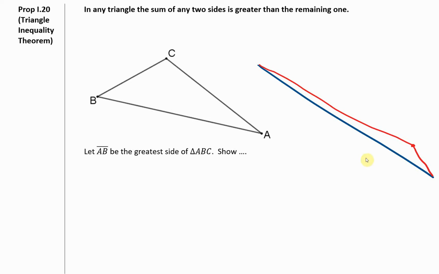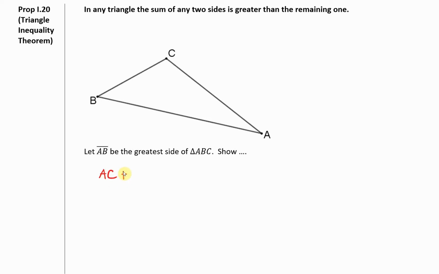Okay? And the claim here is that no matter what, in order to make a triangle, the two smaller sides combined have to be larger than the largest side. And that's what we're going to show here. So let AB be the greatest side of triangle ABC. We want to show that AC, that's this length right here, plus BC would be greater than AB.